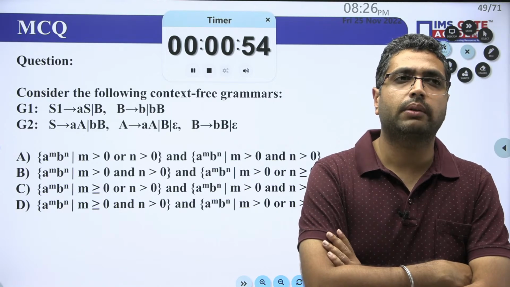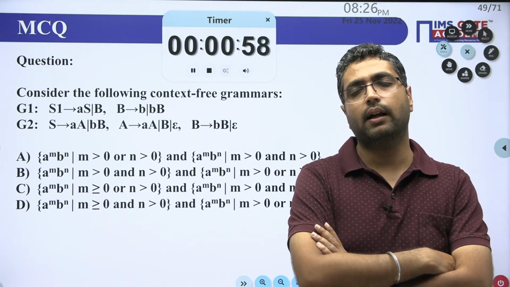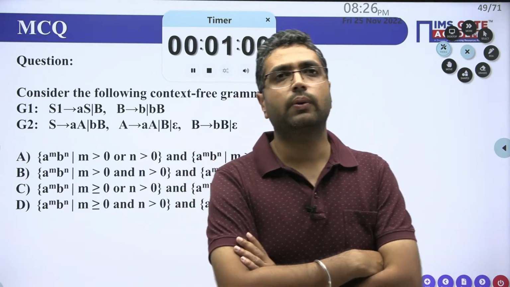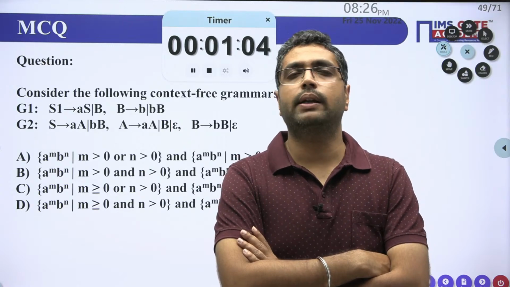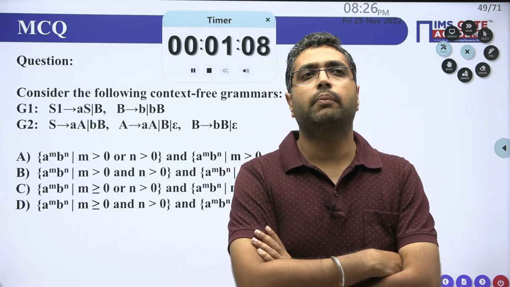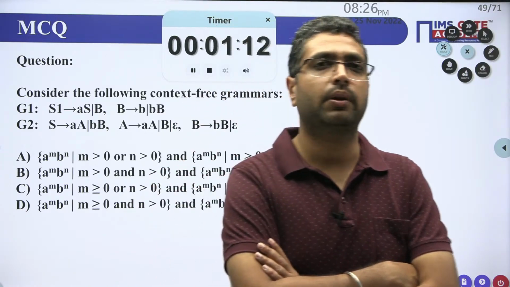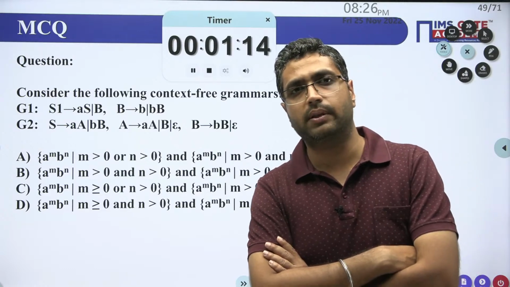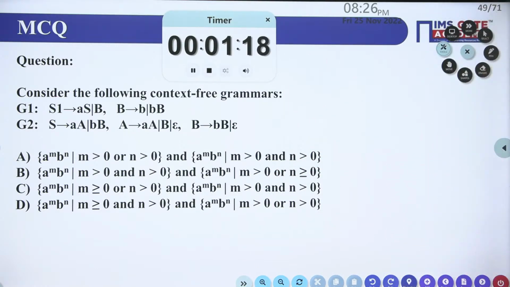A language is always unambiguous. The grammar may be ambiguous or unambiguous based upon whether you can make only a single parse tree for every string in the language, in which case it is unambiguous. And if you can make more than one parse tree, then it is ambiguous. So a language is always unambiguous. A grammar may be ambiguous or unambiguous. The question is not correctly framed, right? So let's see the solution for this part.